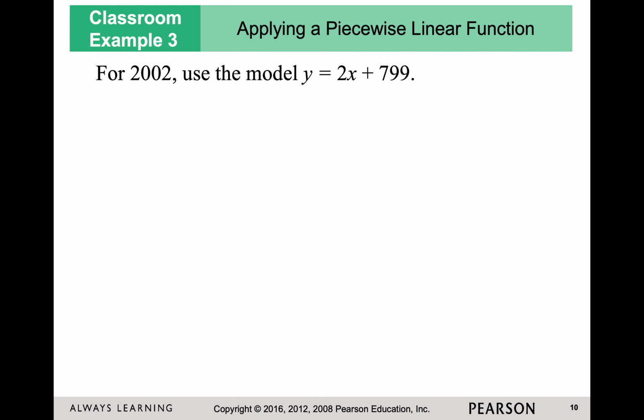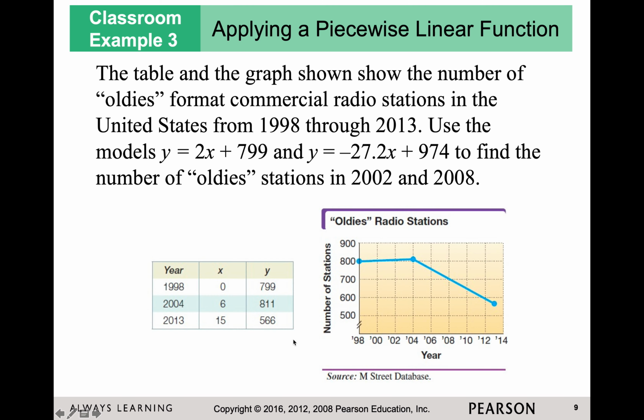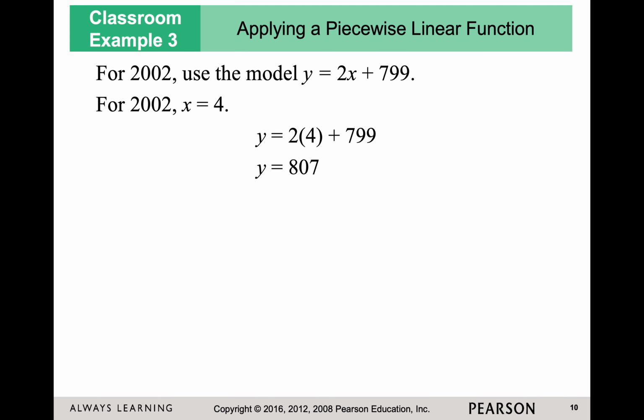So where am I getting 2x plus 799? Let's go back here. I can find the slope between 2 points, and I get, oh, it says use the models. There we go. So it's right there. But I could also find this the hard way and do the slope here. But I have two models with two equations. So this is how I do it.